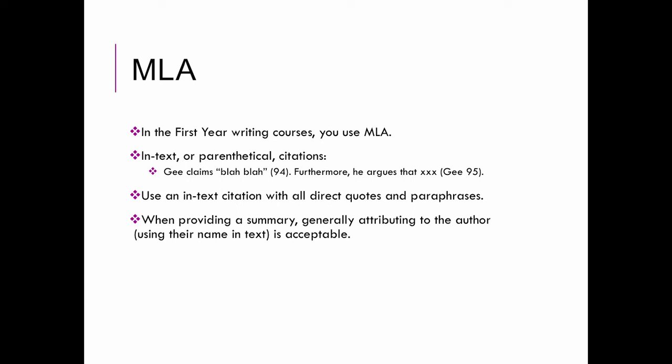Furthermore, he argues that, and here is a paraphrase, we're not quoting anything, and the author's name was not used in the sentence, so in the parenthetical citation we write the last name and the page number, G95. We use an in-text citation with all direct quotes and paraphrases, and when we use a summary, it's generally okay to just attribute the idea to the author, meaning we use their name in the sentence.